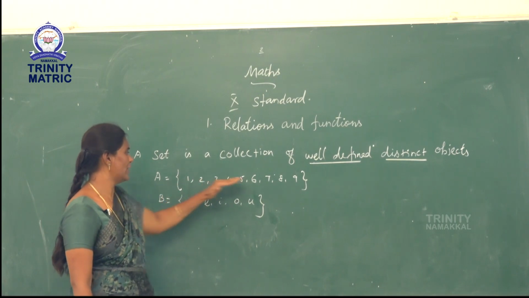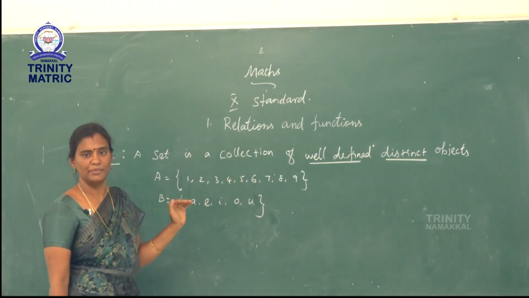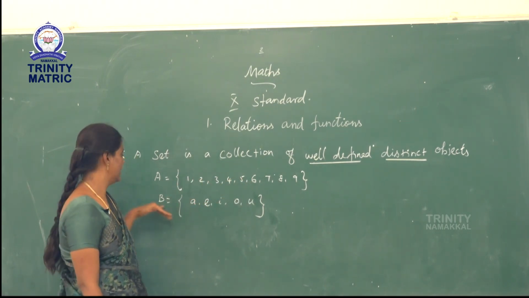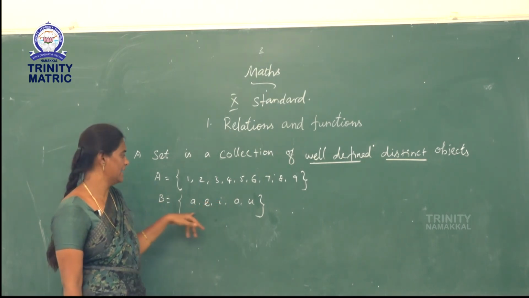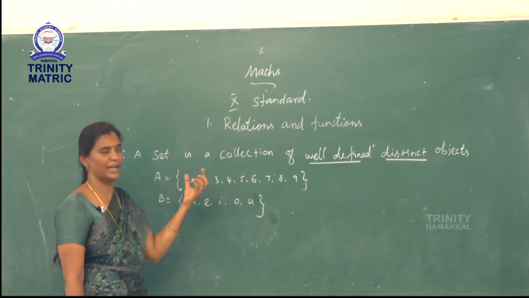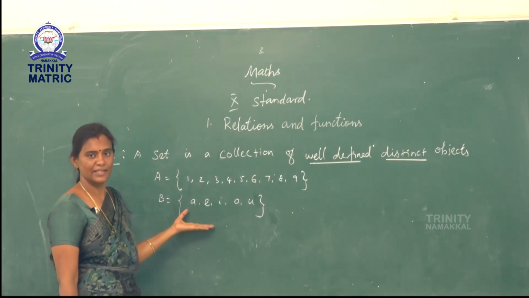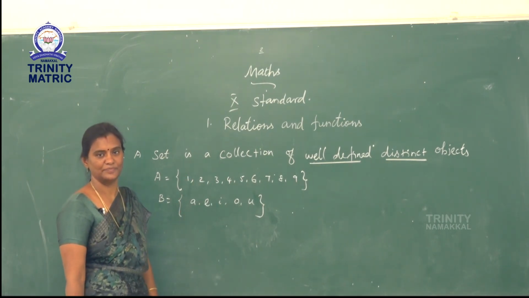Here 1 to 9 is the set of all natural numbers less than 10. The other set is the set of all vowels in the English alphabet: A, E, I, O, U. These have well defined and distinct elements. This is the example of a set.